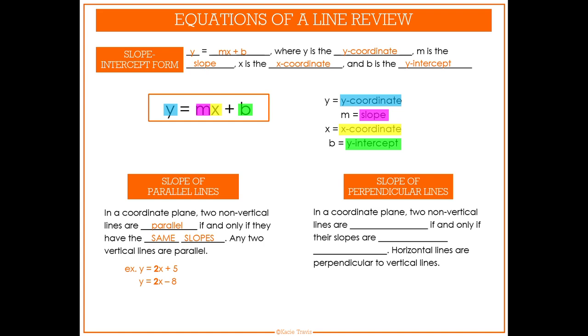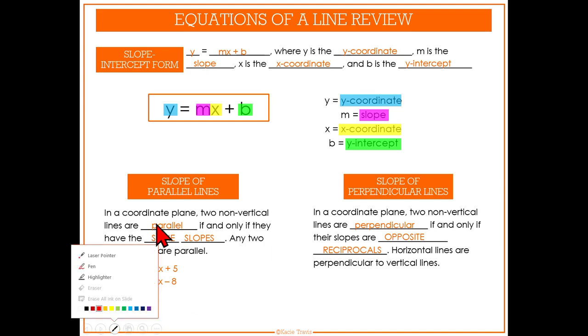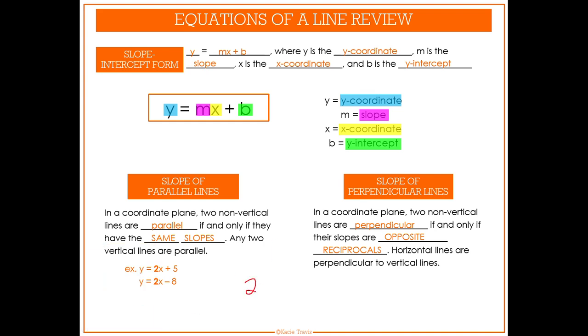Now, what are the slopes of perpendicular lines? Perpendicular, if you remember, is when two lines meet at a right angle. So, in the coordinate plane, two non-vertical lines are perpendicular if and only if their slopes are opposite reciprocals. Now, if you don't remember what reciprocals are, say I have a fraction like 2 over 5. The reciprocal of this is us flipping the fraction into 5 over 2. So that's just the reciprocal, but what's the opposite?